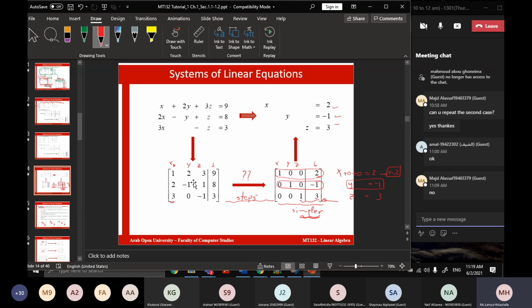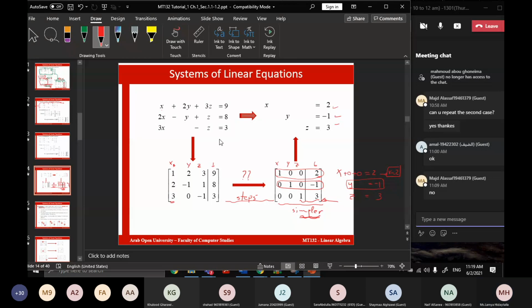To make sure that this is correct and I did the correct steps, take this solution and substitute it in the first equation. You're going to get 9. Substitute it here, you should get 8, and so on. This is after solving. Clear?